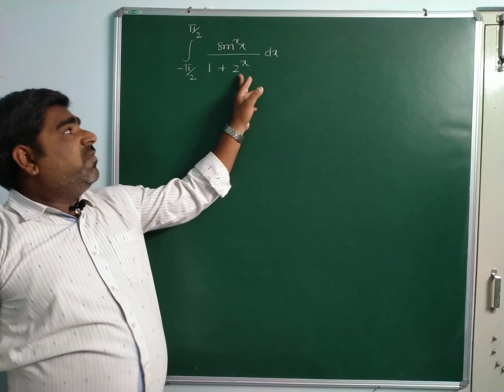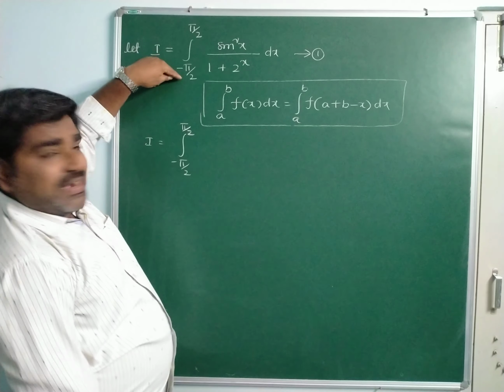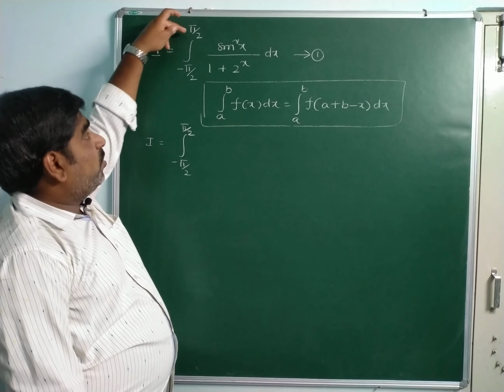So that means I is equal to integral from minus pi by 2 to plus pi by 2. Then what do we have to write? See, here x is there. Here in place of x, what is there? a plus b. What is the meaning of a plus b? Upper limit plus lower limit, minus x. In the given problem, the upper limit is pi by 2 and the lower limit is minus pi by 2. If we add the upper limit and lower limit, the value becomes 0. So a plus b becomes 0. According to this property, a plus b means 0, so x can be replaced with minus x.